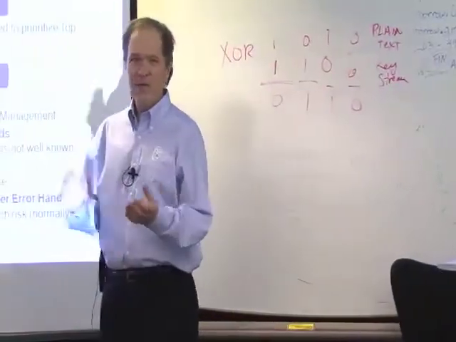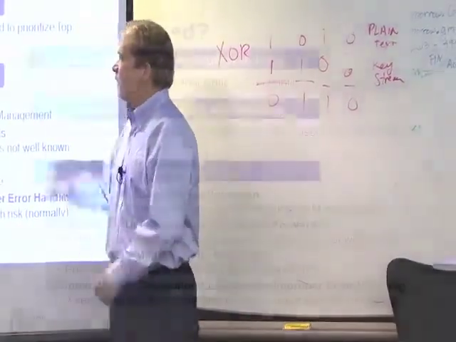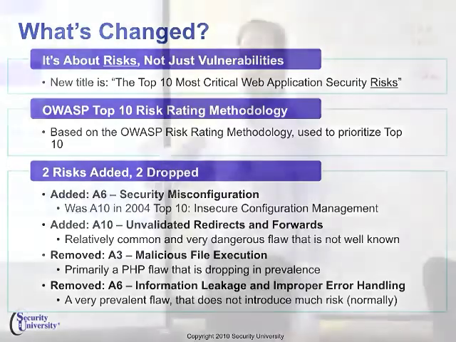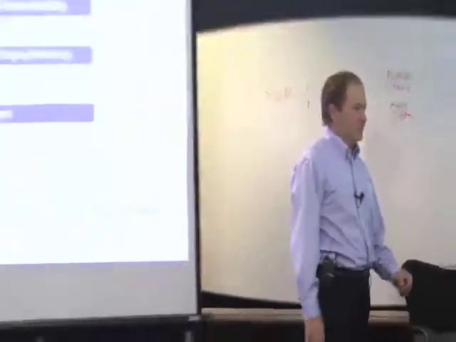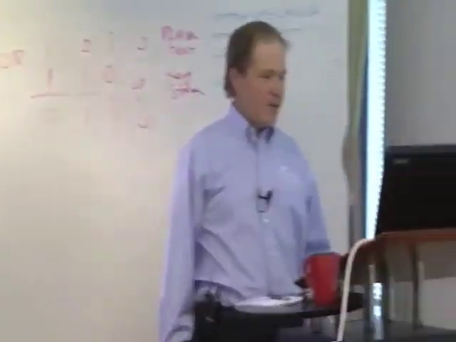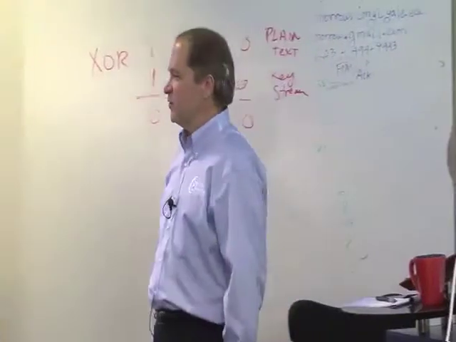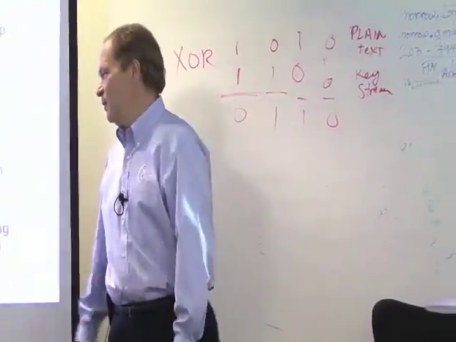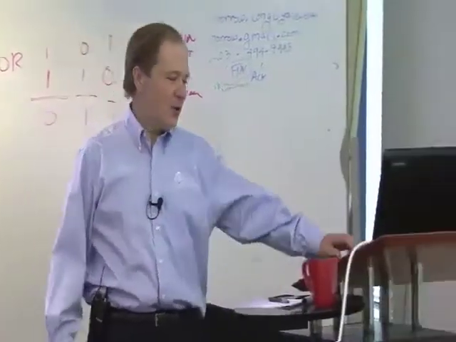So today, it's all about risk management, right? So there's also an OWASP Top 10 risk rating methodology used to prioritize the top 10. These are just the changes from this year, from the last year. They've upgraded some of the risks, dropped some of the risks. Right, they removed malicious file execution just because that was a PHP flaw that's now dropping in prevalence. They've removed information leakage. It's no longer one of the top 10.